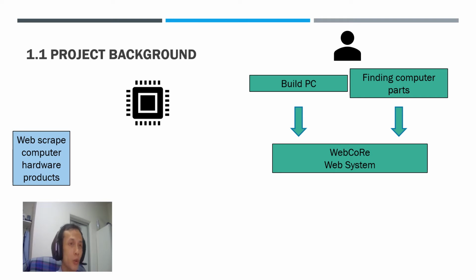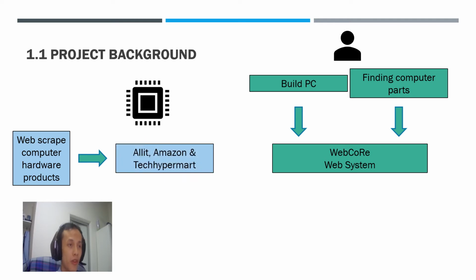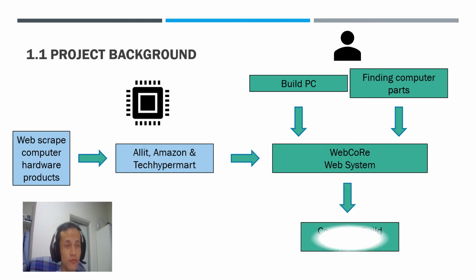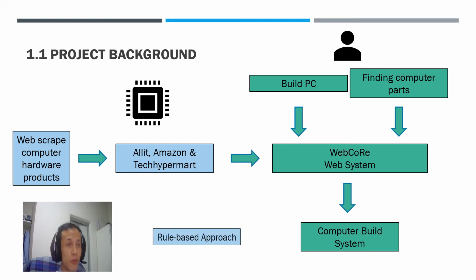Web scraping will be used to scrape computer components or hardware from three selected websites, which are All IT, Amazon, and Tech Hypermart. So with this product, it will be used inside the computer build system. This feature will use a rule-based approach to assist users to build a PC to their own preference.